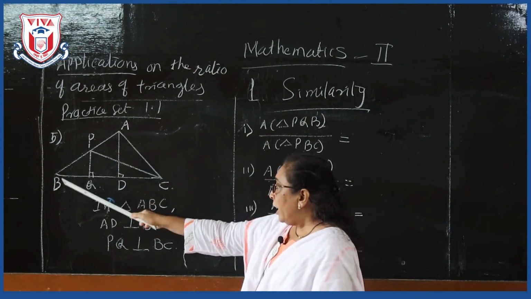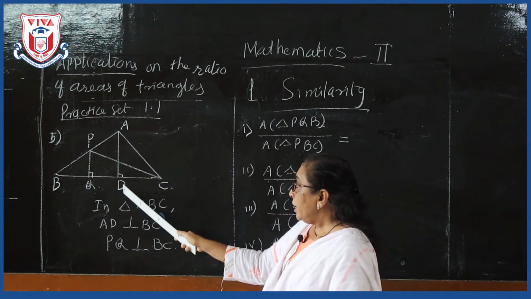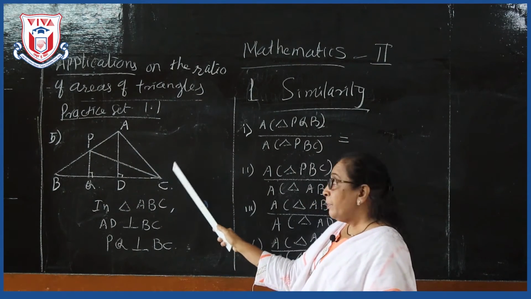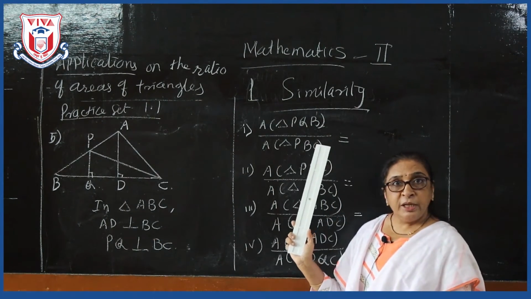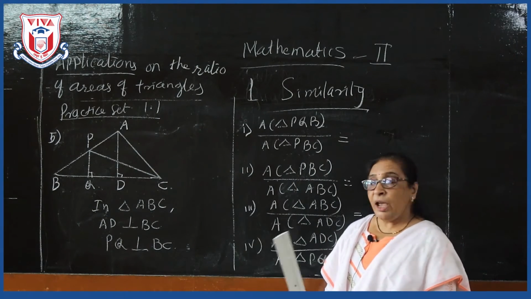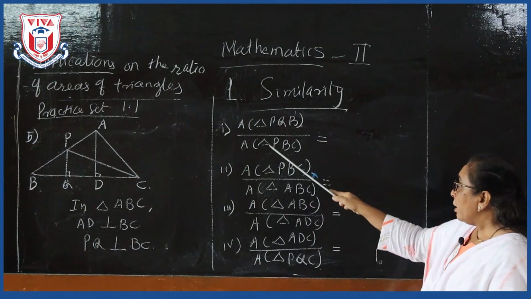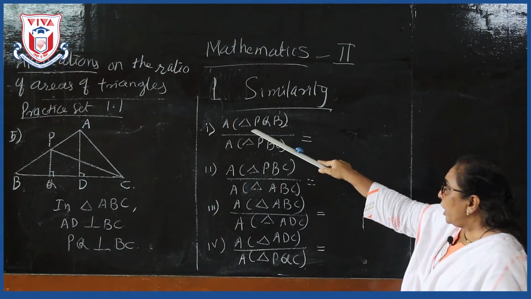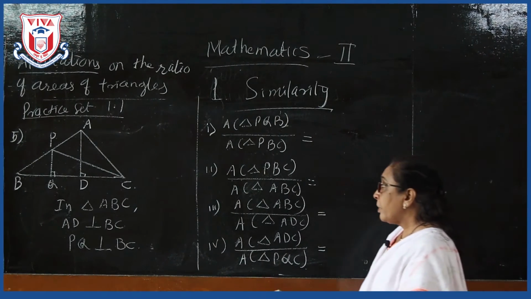See, in this triangle ABC, AD is perpendicular to BC and PQ is perpendicular to BC, given to us, and we have to find out the ratios of the areas of triangles. See, the first ratio, area triangle PQB upon area triangle PBC.